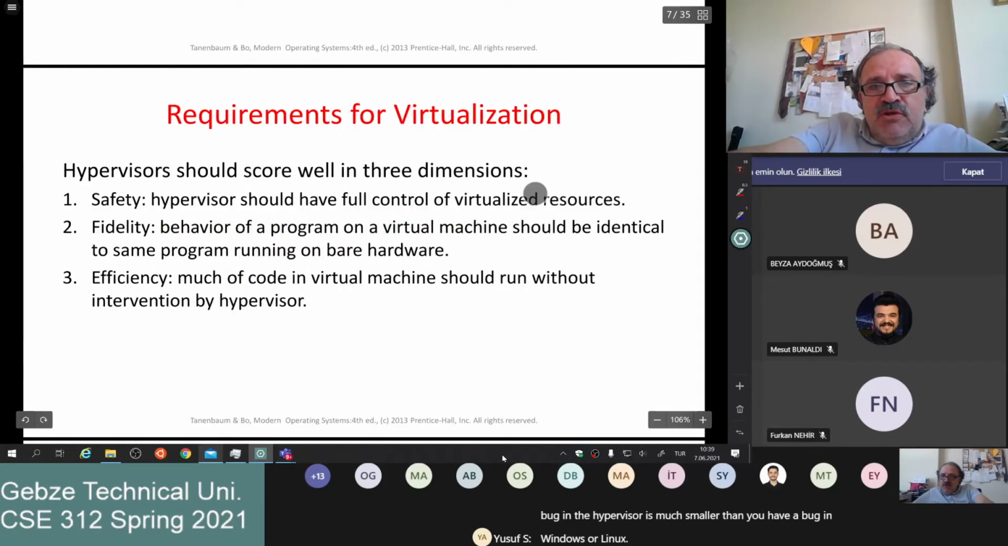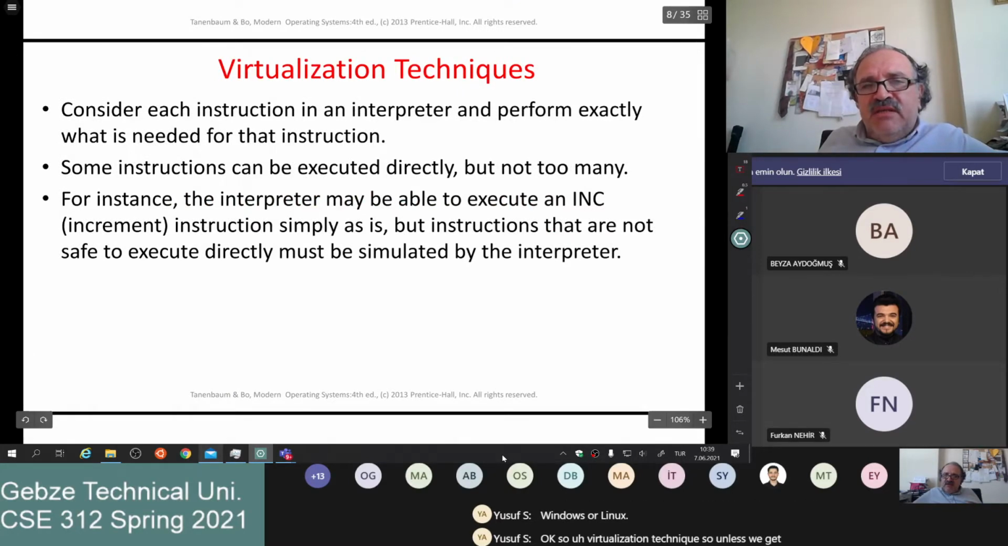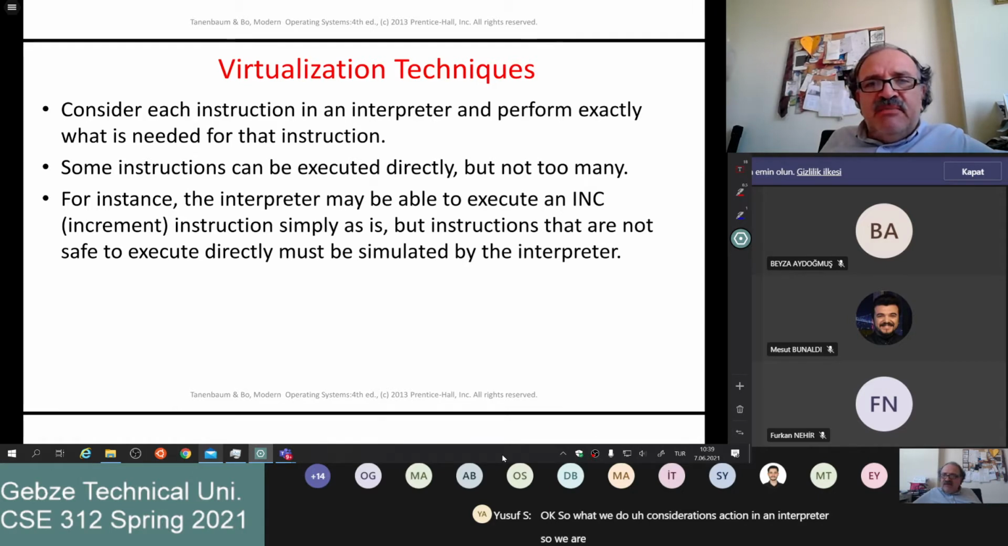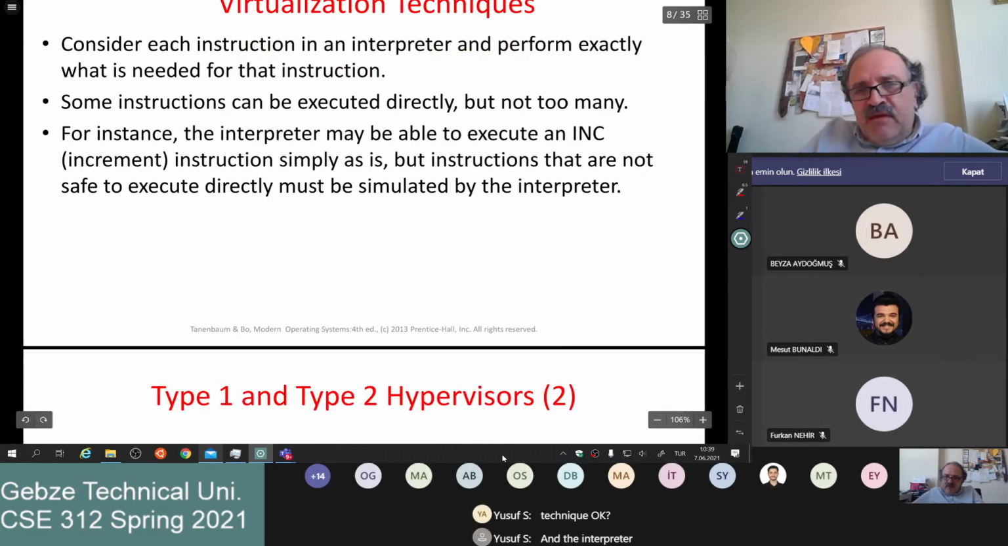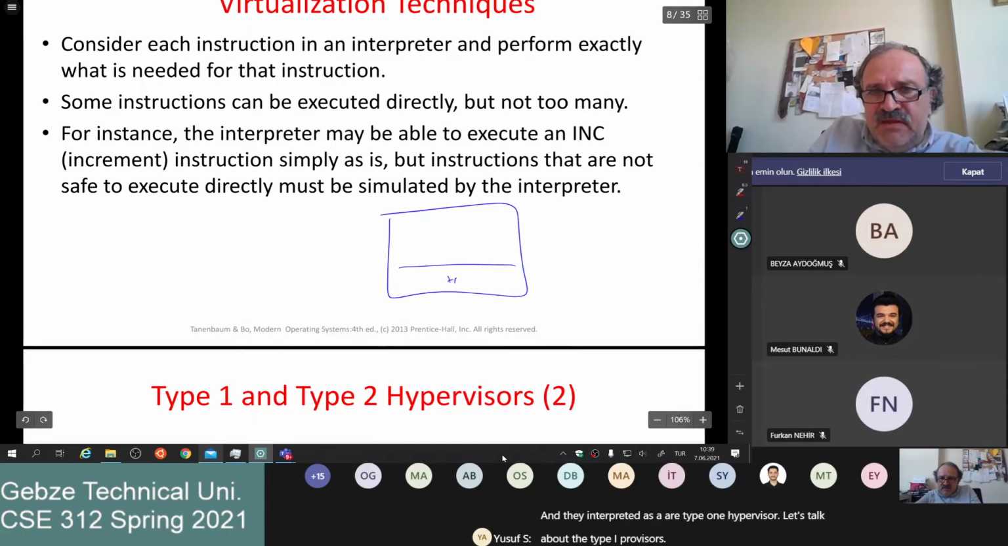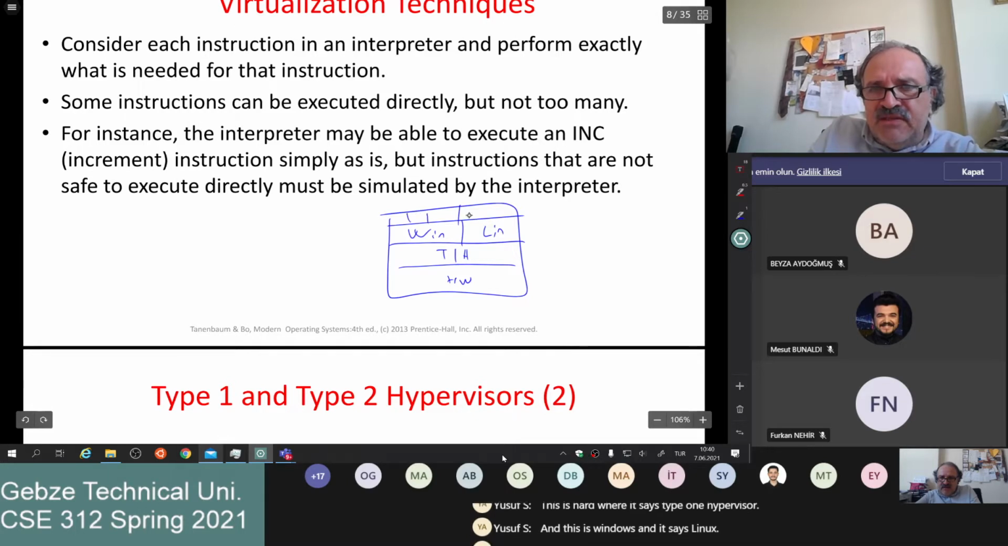Okay, so virtualization technique. Let's start from the CPU. What we do is consider each instruction in an interpreter. So we are doing an interpretive technique. Let's say the interpreters are type 1 hypervisors. Let's talk about the type 1 hypervisor. This is hardware. This is the type 1 hypervisor, and this is Windows, and this is Linux. And these are my applications: application, application, application, application, and application.